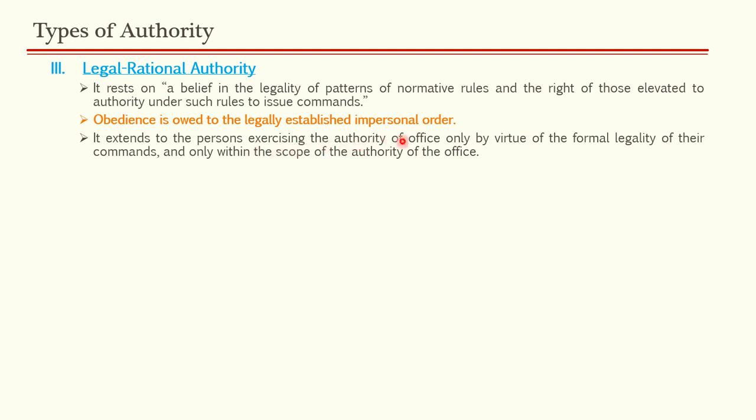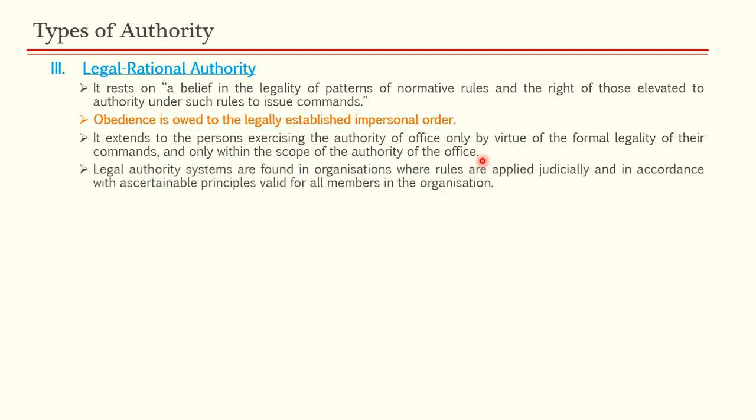It extends to the person exercising the authority of office only by virtue of the formal legality of their commands and only within the scope of the authority of office. So whatever the scope that position or that office commands, the leader does not leave that scope. For example, in charismatic authority, the scope of authority is unlimited. The leader can ask you to die and you will die because of his personal charisma. But in legal rational authority, the scope is defined in rules. The leader cannot leave that scope. It is only by virtue of the formally defined, legally defined rules that he can command the people.